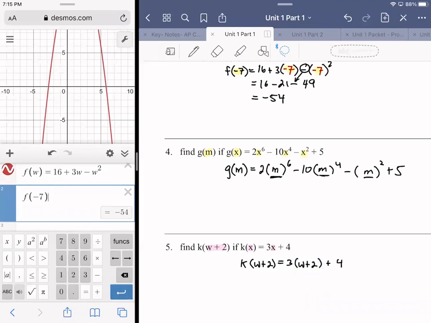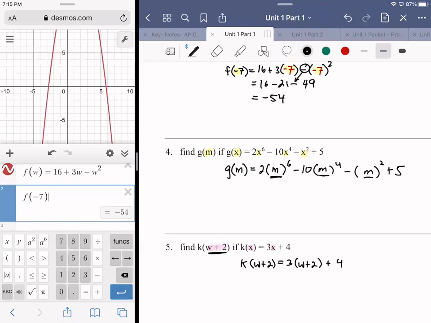Hey, Professor, real quick, why did you pick w plus 2? Oh, it's not a matter of picking it. That's what they told us to substitute in. Oh, okay. Now I see the k of in front. All right. Sorry about that. Oh, yeah, not a problem.